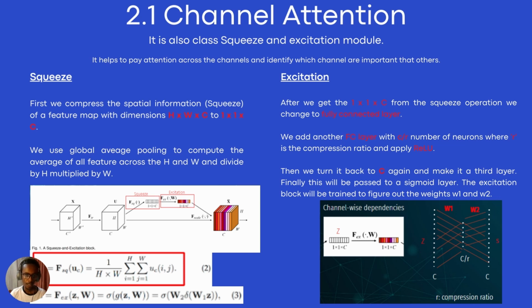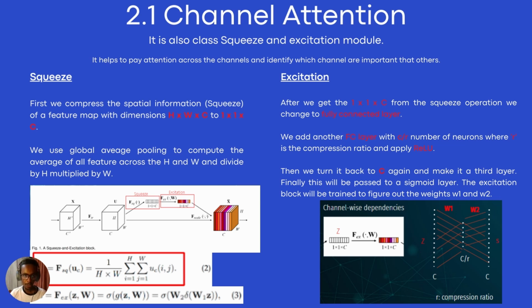And we can use the formula inside the red box to compute the global average spatially across the height and width. That means we just add the pixel intensities, or the feature representations, one by one, and then we divide them by the height multiplied by the width. Then after we compress the height and width, we do the same channel-wise for every channel. So after the squeezing operation, we're going to have a 1 by 1 by C representation.